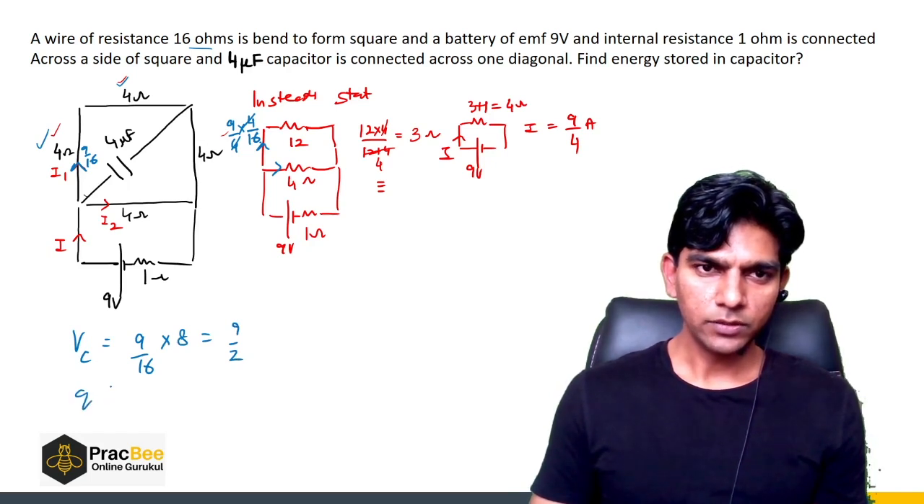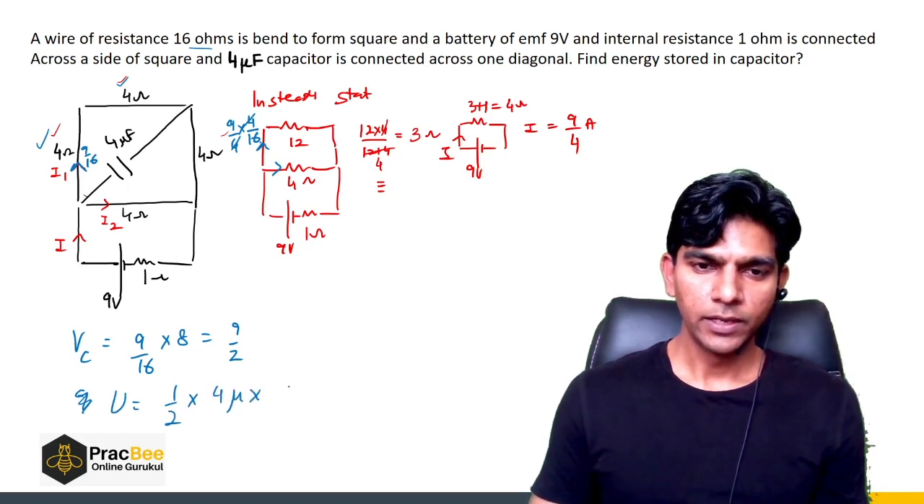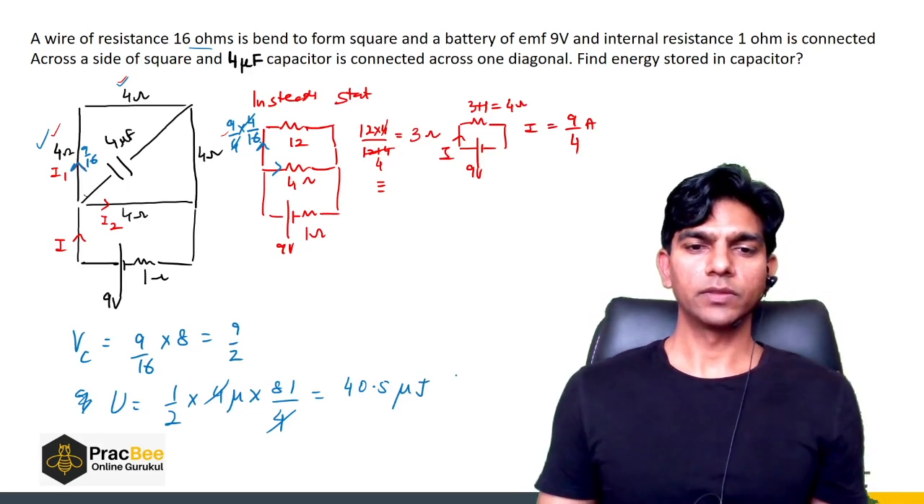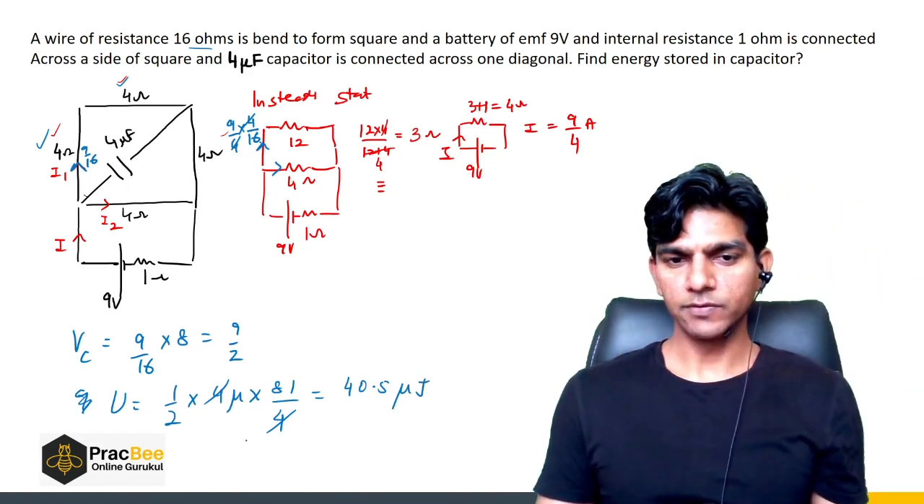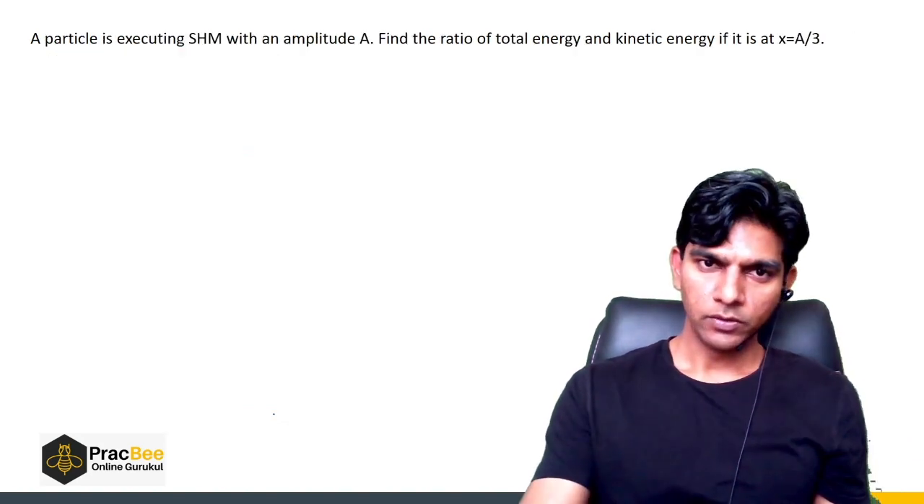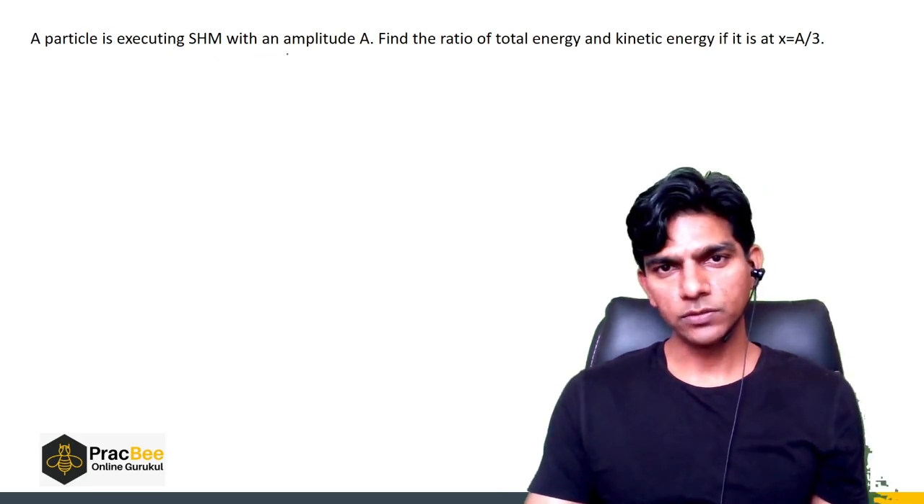This is the potential. So the energy stored in the capacitor will be half CV squared. C is 4 microfarad, and V squared is 81 by 4. So it comes out to be 40.5 microjoules, right? So based on this data, that should be the answer, half CV squared, that we had to calculate. Now let's see the next question. A particle is executing simple harmonic motion with an amplitude A.